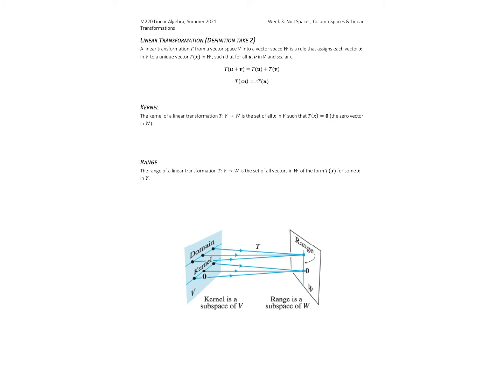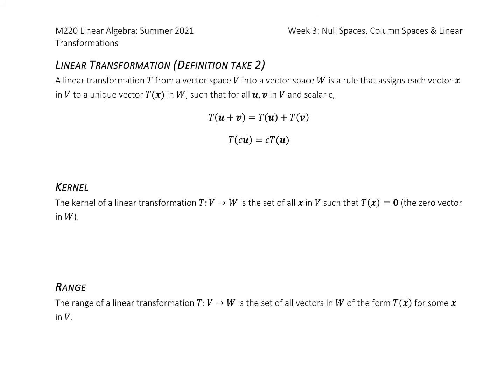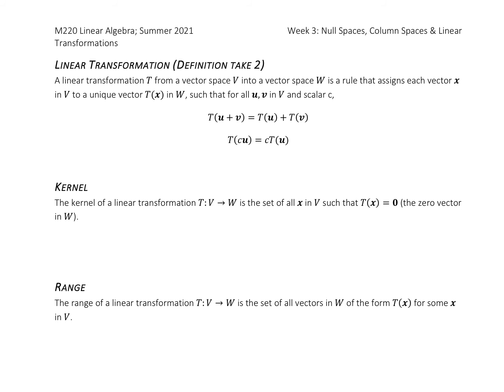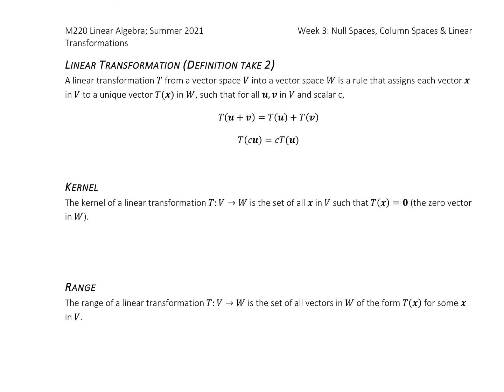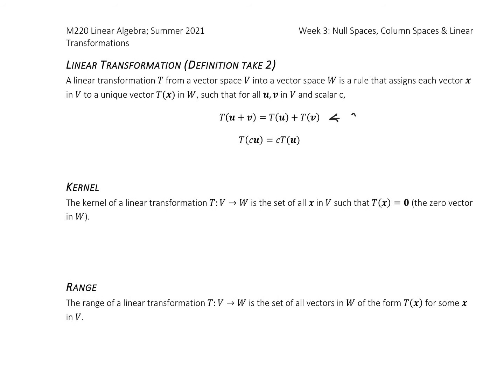Okay, let's talk linear transformations and how we can take this idea of subspaces to talk about linear transformations. So we defined linear transformations before as: as long as the transformation of the sum of two vectors is equivalent to the sum of the transformations of the vectors, then it was a linear transformation. So this means it's closed under addition, and this means that it's closed under scalar multiplication.